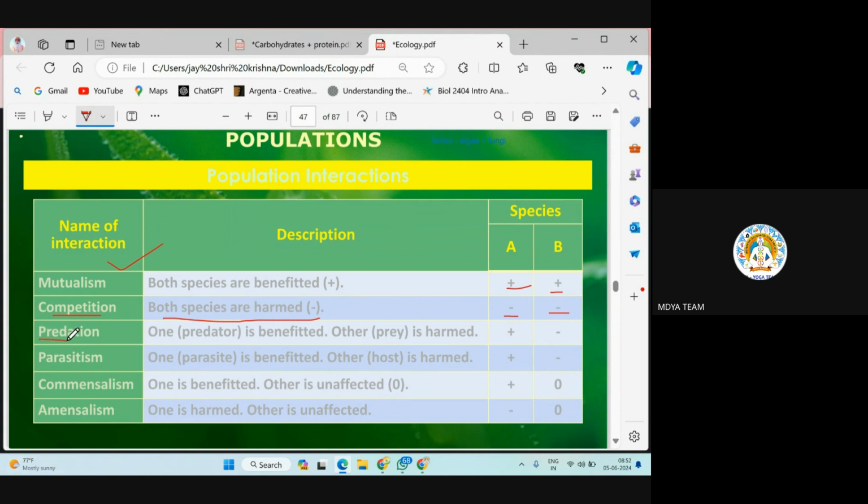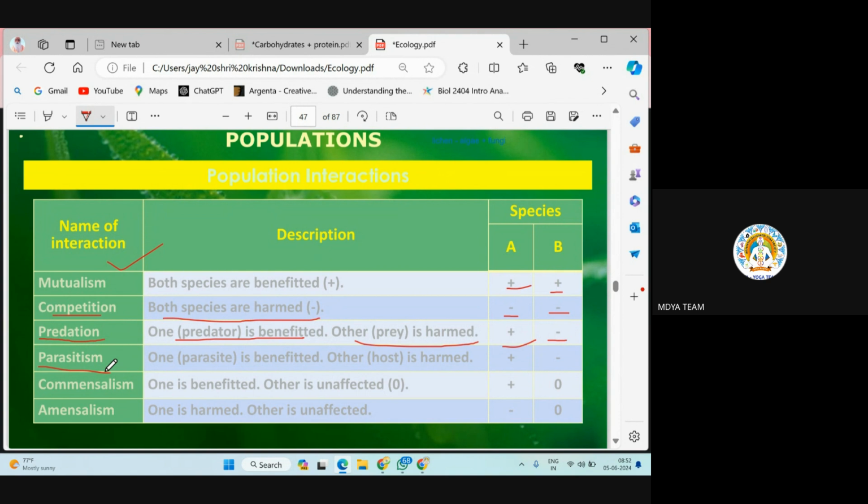Next, predation. Predation, you know, one predator is there and he is killing other animal who is known as prey. So in this, the predator is benefited and the prey is harmed. All the carnivorous animals eating herbivores animal, and all the humans that are doing hunters, and all these all are predation relationships. So one is plus, one is minus.